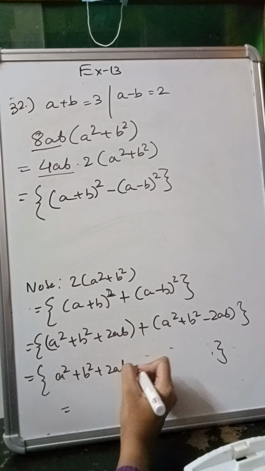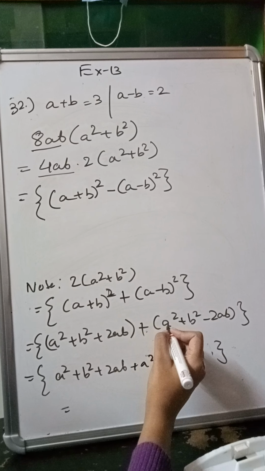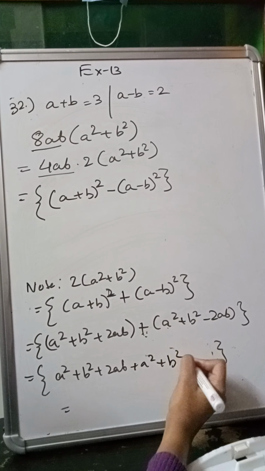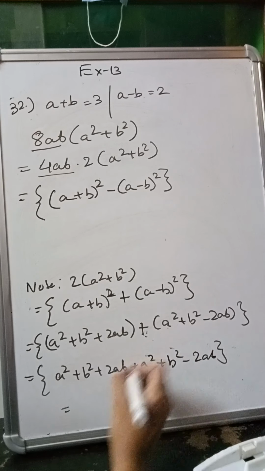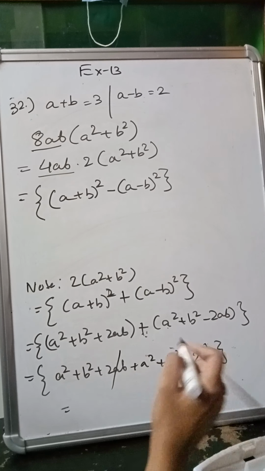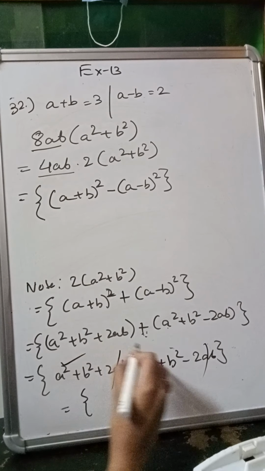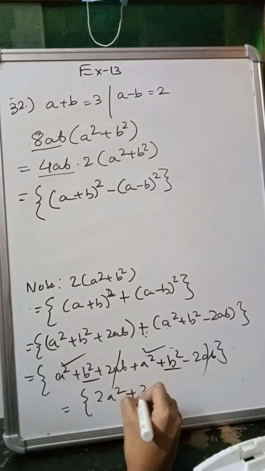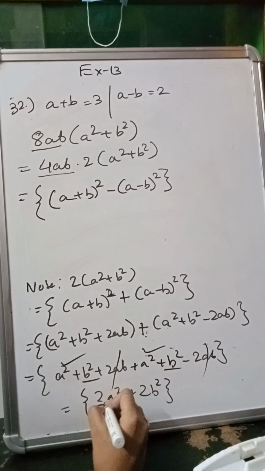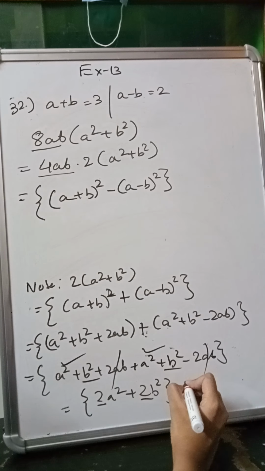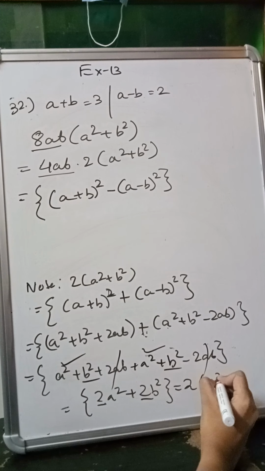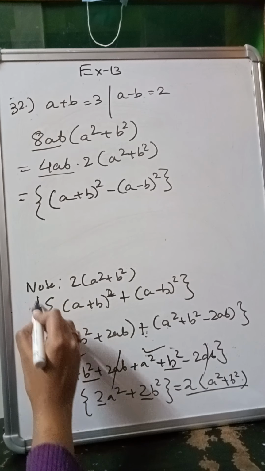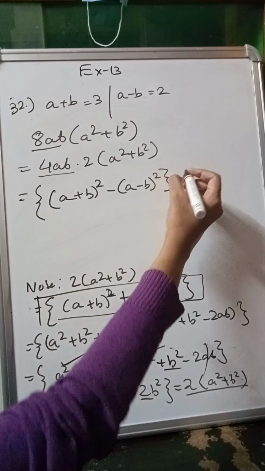So this will become a square plus is plus into a square is plus a square, plus into b square is plus b square, plus minus is minus, so minus 2ab. So this plus 2ab and this minus 2ab will cancel out, so we will get a square plus a square, that is 2a square, and b square plus b square, that is 2b square. Now both of the terms are having 2, so we can take 2 common and write 2 within bracket a square plus b square. So instead of writing 2 within bracket a square plus b square, we can write this thing also. So we will do that here.